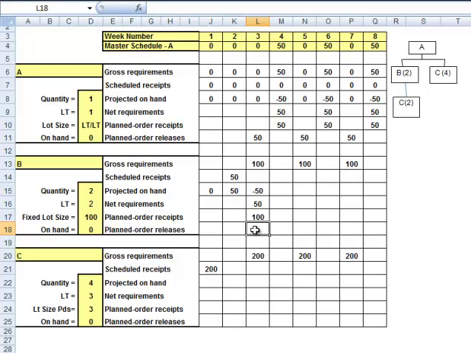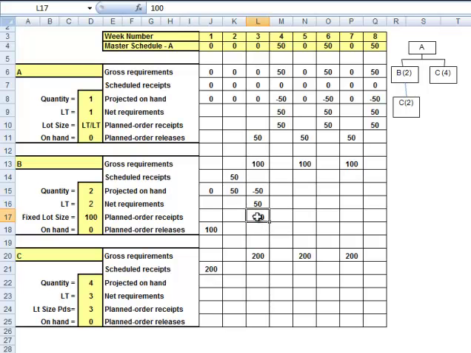And when do those need to be started? I look at the lead time for B, which is 2 time periods. I'm going to back off 2 time periods, do backwards scheduling, which means that those 100 have to be started in time period 1. So they're going to start in time period 1. They're going to complete in time period 3.